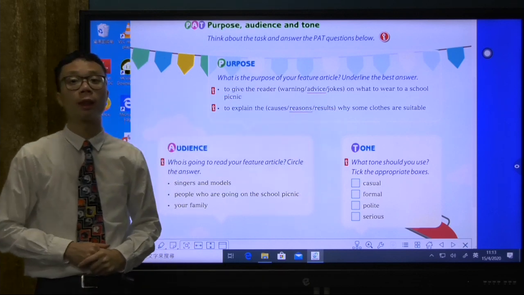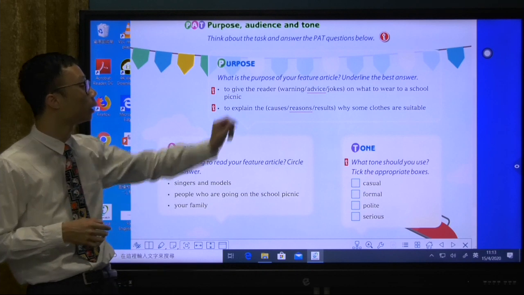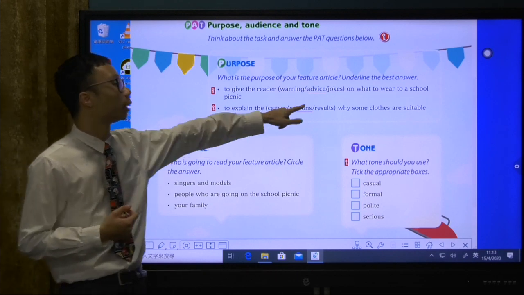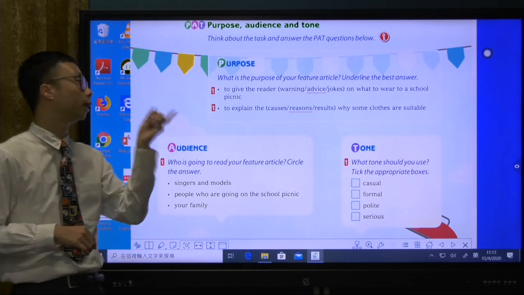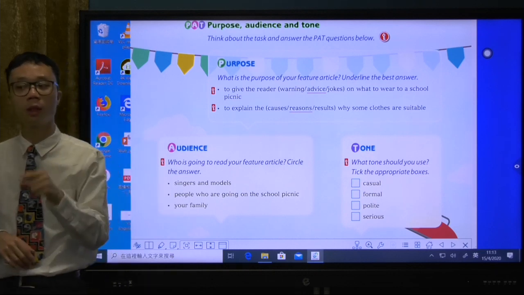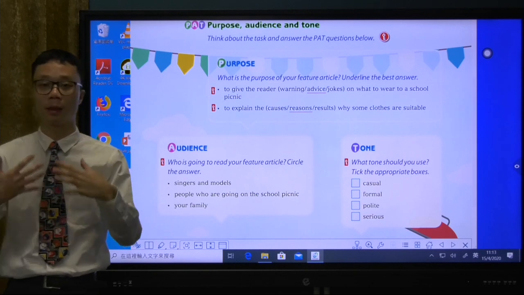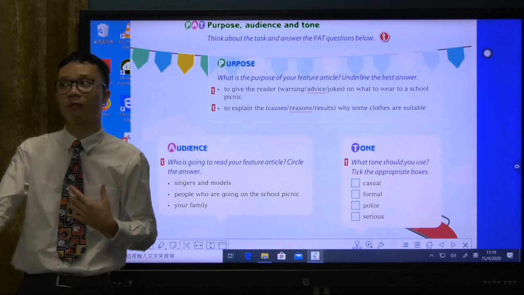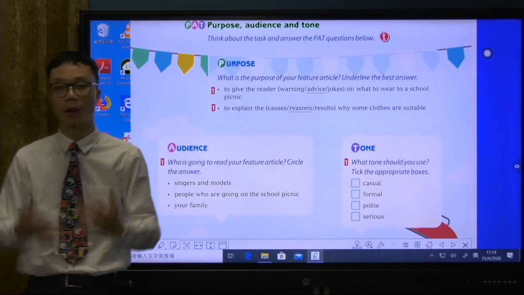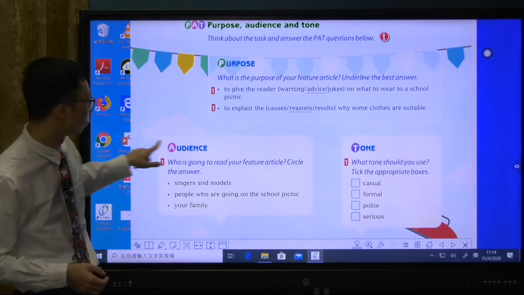So make sure that when you write this piece of article, other than just advice, like saying you should wear boots, you also talk about the reasoning behind it. Why hiking boots and not something else? You have to explain your reasoning. All right.